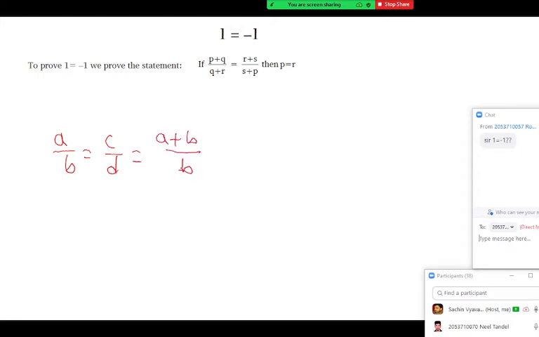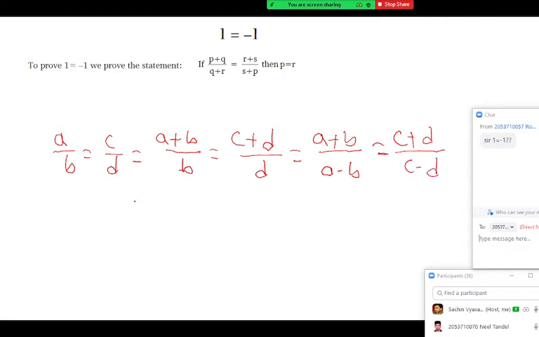Yes, any doubt? Is it true? Not only that, I can write it like (A plus C) upon (B plus D) also, the sum of numerators on both sides over the sum of denominators. All these things that I have done here are known as the theorem of equal ratio. Neil, is it okay? Okay.